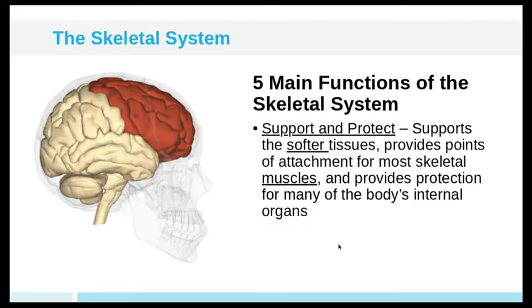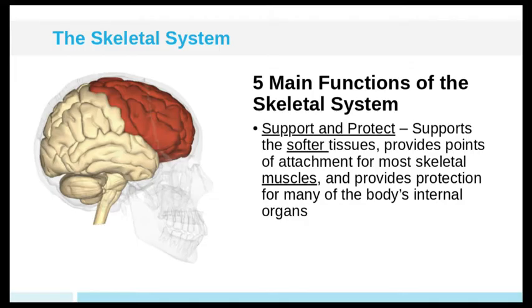So there are five main functions of the skeletal system. First of all, we've talked about support and protect. So it supports the softer tissues like our skin and our internal organs that are kind of jelly like. It provides points of attachment for most skeletal muscles and provides protection for many of our body's internal organs.